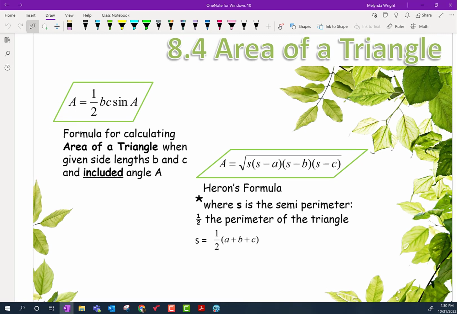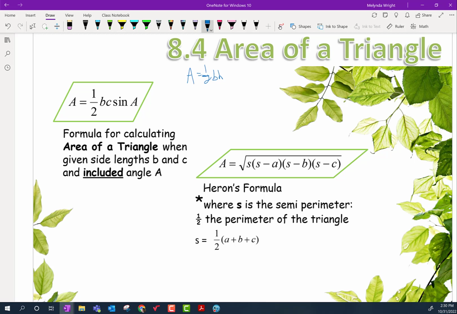We know the regular old area of a triangle formula. We've been using it for a long time, right? It's just area equals 1/2 base times height. So that's our regular old area formula. These new area formulas take into account different pieces of information that we would have.